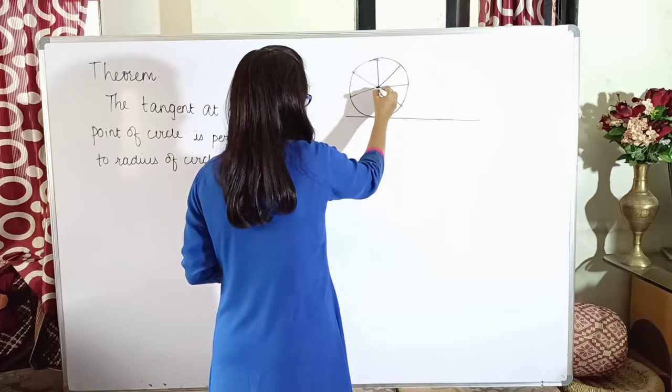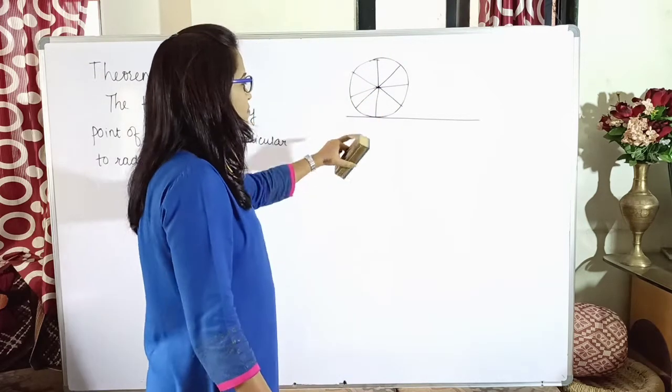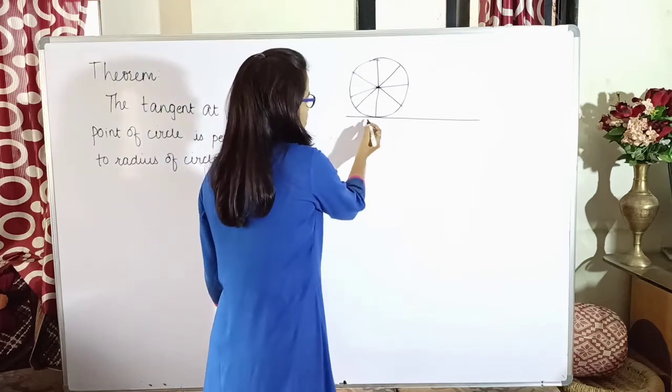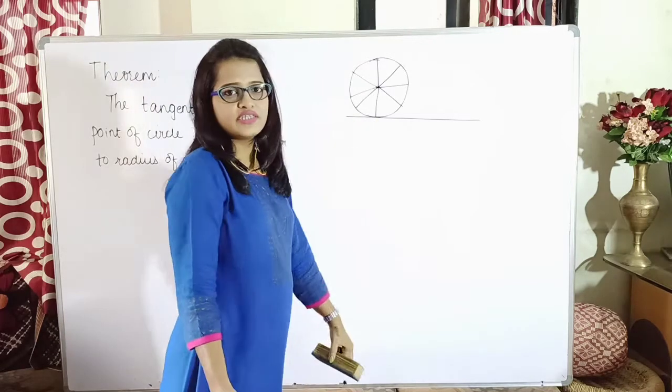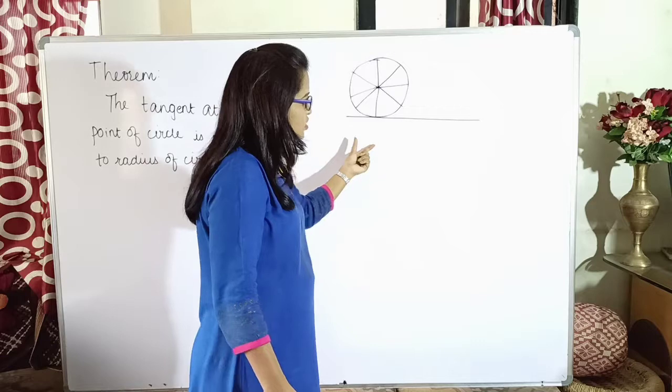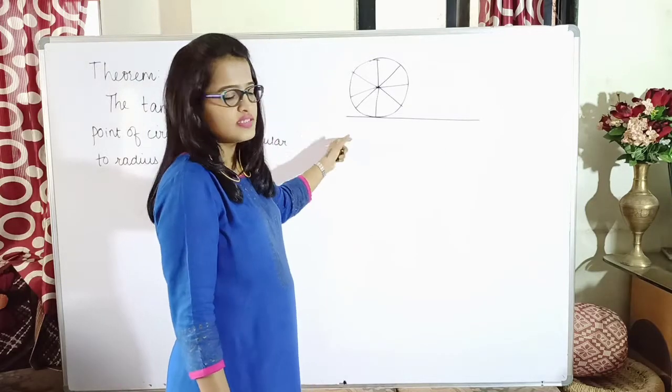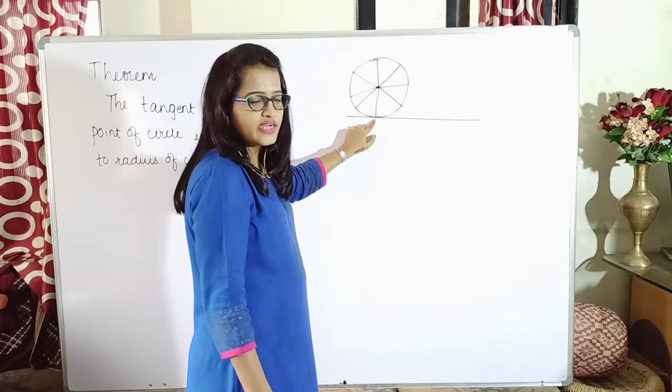These are the wheels of the cart. As you can see, is there any tangent here? In this case, the road will be the tangent. Yes, and this is your point of contact.